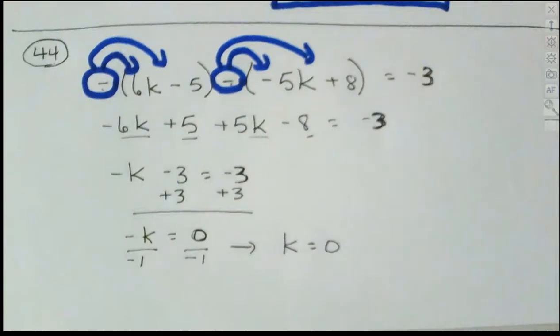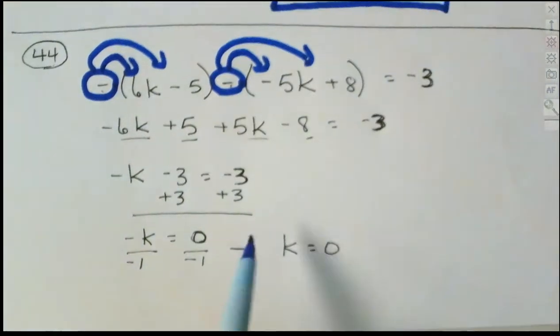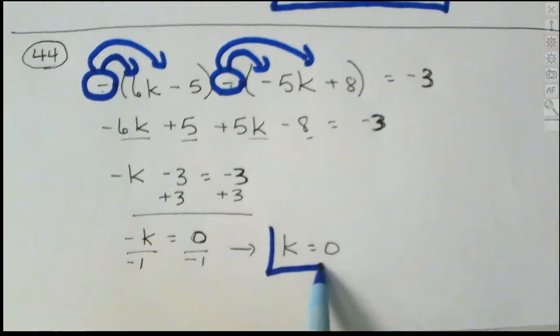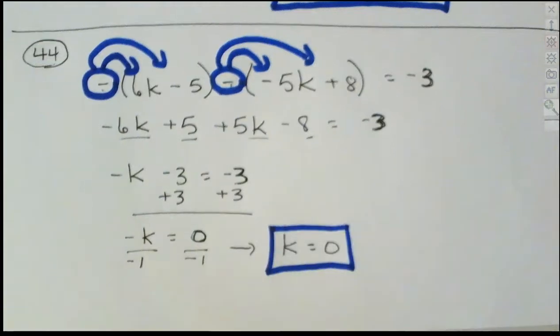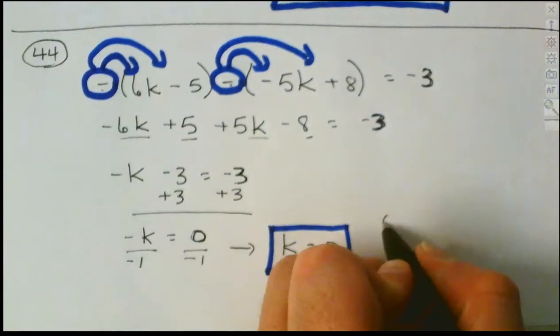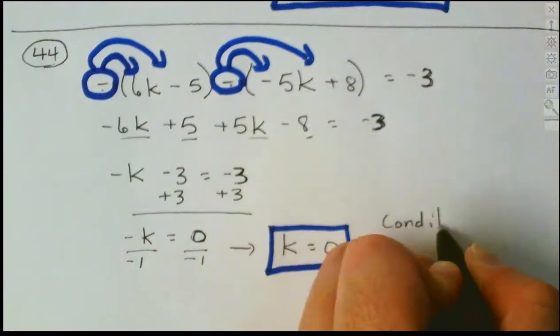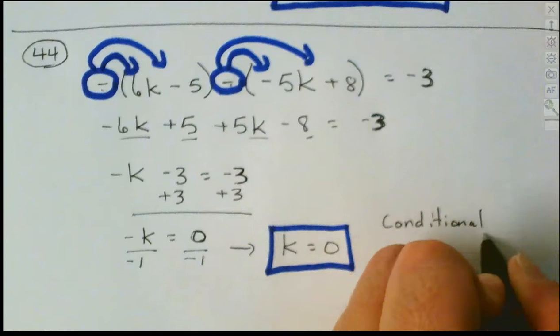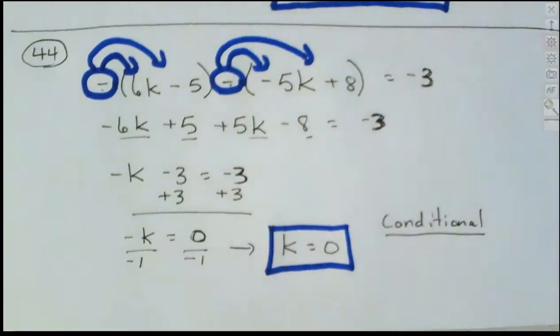So now we've got our solution. And what type of equation is it? We got a solution. We got a numbered answer, so this would be conditional. There's a condition or a number that makes it work. So conditional, just think of a condition, something that makes it work. We distributed through and we solved it.